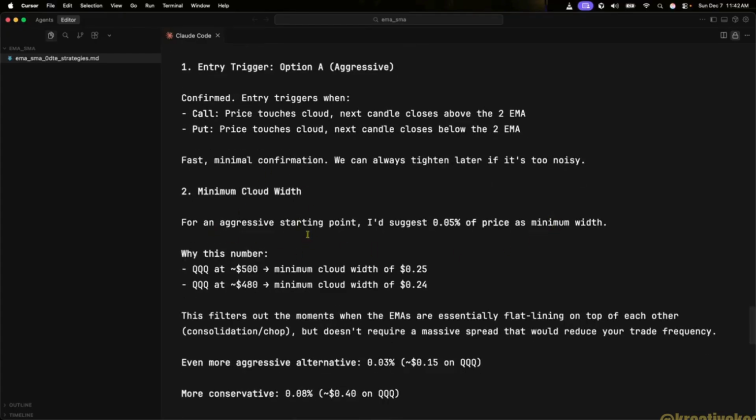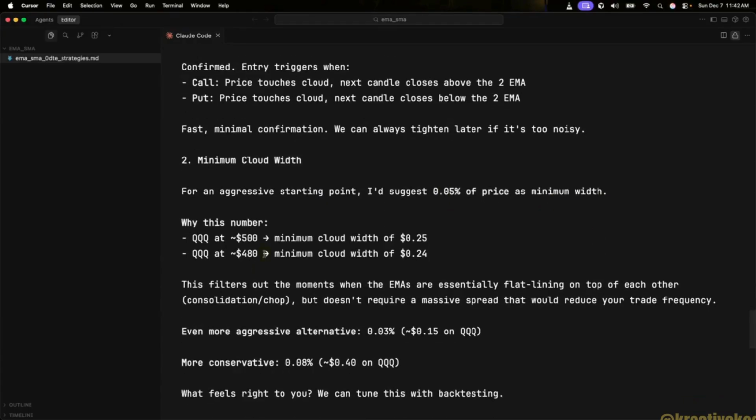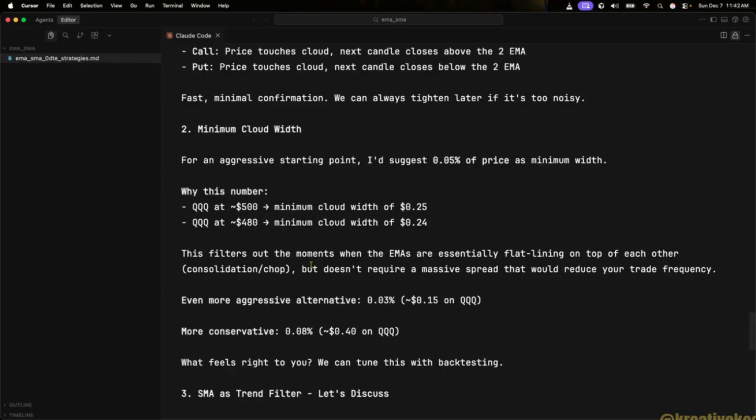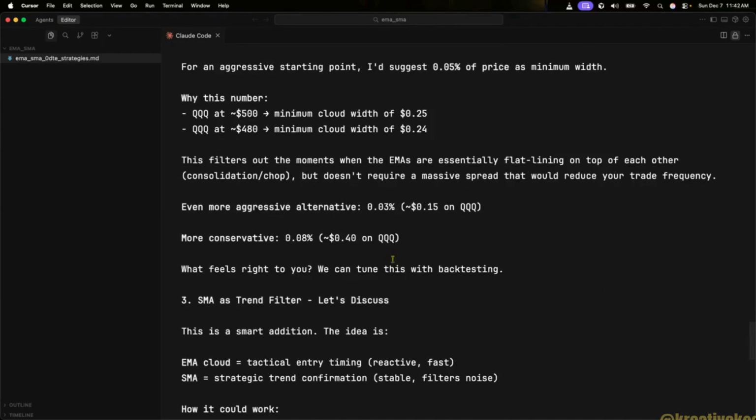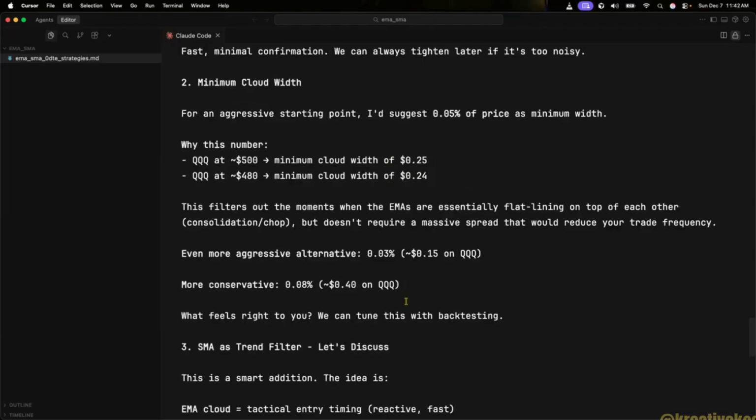For the minimum cloud, for an aggressive starting point, I'll suggest 0.25 of the price as the minimum width. So if QQQ is at 500, the minimum cloud width is 25. If QQQ is at 480, the minimum cloud width is, okay. This filters out the moments when the EMAs are essentially flat, aligning on top of each other, consolidation or chop, but doesn't require a massive spread that would reduce your trade frequency. More aggressive, but more conservative. Let's find a middle ground.